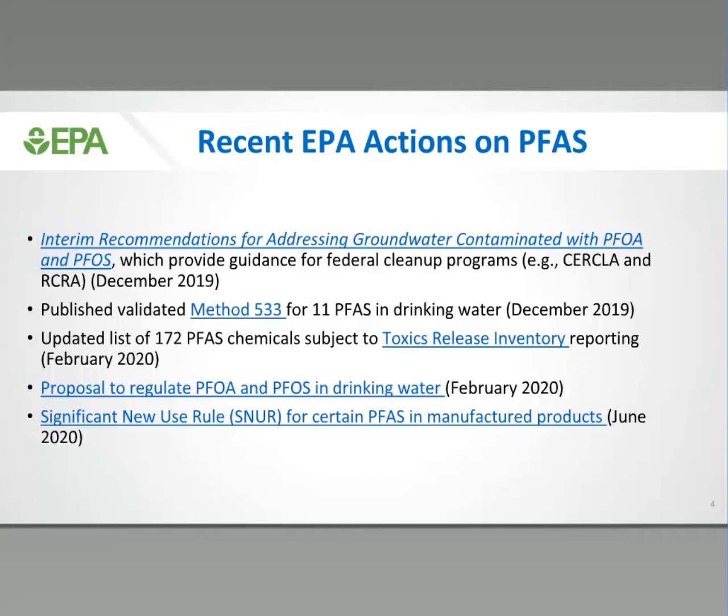The Office of Water has made a proposal to regulate PFOA and PFOS in drinking water. That proposal was put out for public comment. They're currently responding to those comments, making their final recommendation, which will hopefully be out sometime later this year. And EPA came out with a significant new use rule, a SNUR, for certain PFAS in manufactured products. That was a few months ago.